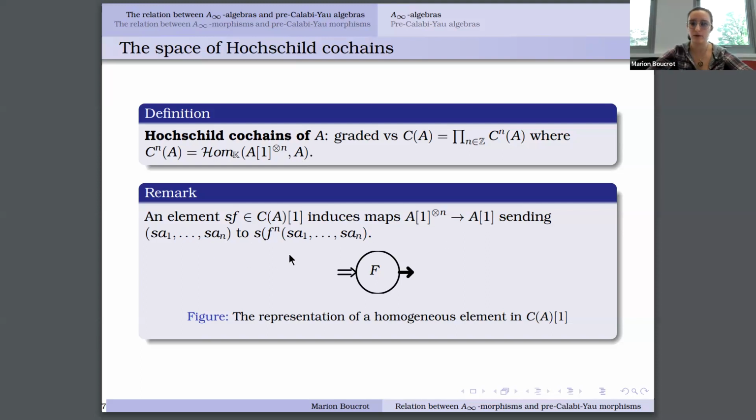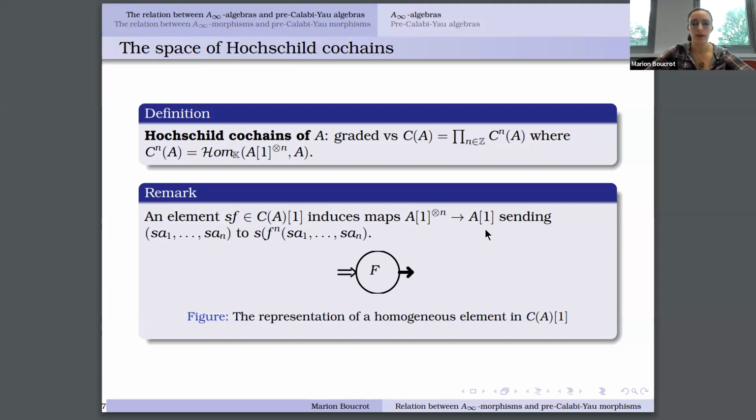We have no sign here for this isomorphism, and we will represent homogeneous elements in this shifted Hochschild cochains like this. If we have, for example, a map F going from this space to this one, here the double arrow is just a representation for n consecutive incoming arrows that represent all the inputs of the map. And the outgoing arrow represents the output. Note that this outgoing arrow is bold, and a bold arrow in a diagram means that this arrow is shifted.